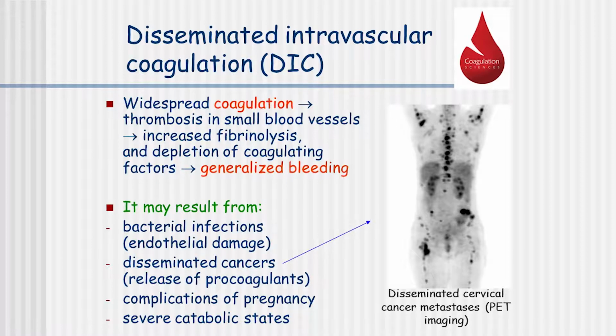The next one we are looking at is disseminated intravascular coagulation. There is a widespread coagulation or thrombosis in small blood vessels, and this leads to an increase in fibrinolysis and depletion of coagulating factors, and this is generalized bleeding. It may result from bacterial infections, disseminated cancers, complicated pregnancies, severe catabolic states.